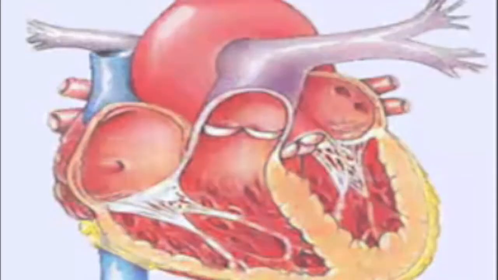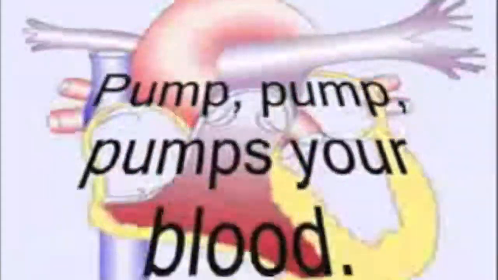Pump, pumps your blood. The right atrium's where the process begins, where the CO2 blood enters the heart. Through the tricuspid valve to the right ventricle, the pulmonary artery and lungs. Once inside the lungs, it dumps its carbon dioxide and picks up its oxygen supply. Then it's back to the heart, through the pulmonary vein, through the atrium and left ventricle.